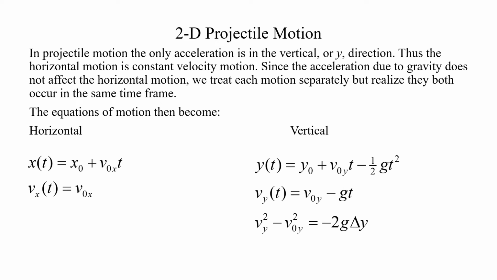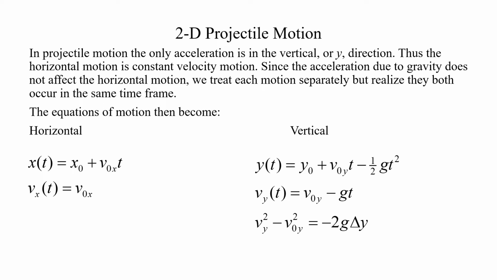Since gravity only acts in the vertical direction, our only acceleration is in the vertical direction, and it's down towards the center of the earth. Thus, the horizontal motion is constant, since acceleration in the vertical direction cannot affect the motion in the horizontal direction. So we can treat each motion separately, but realize that they both occur in the same time frame.